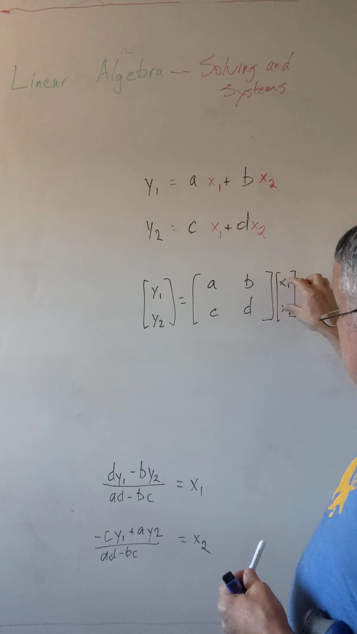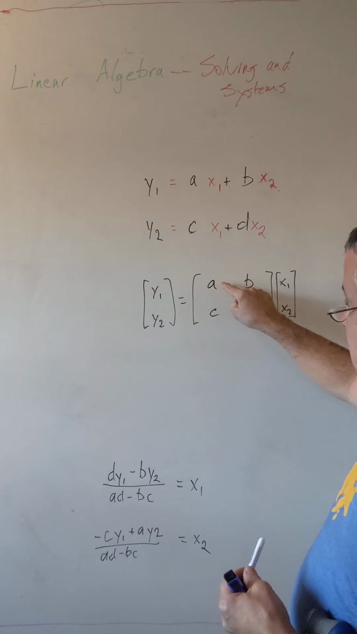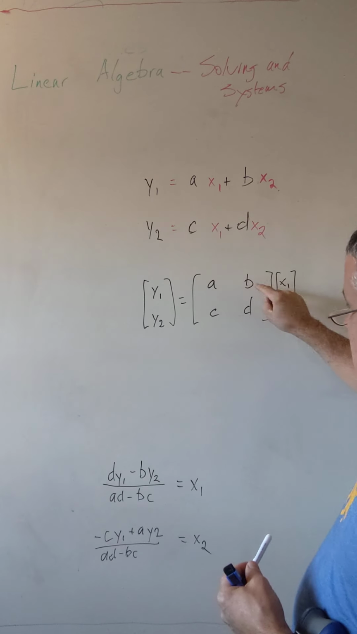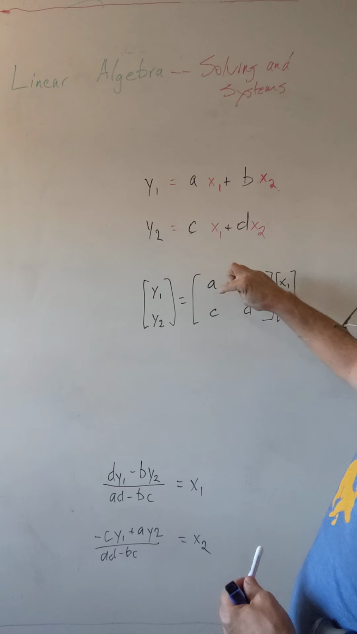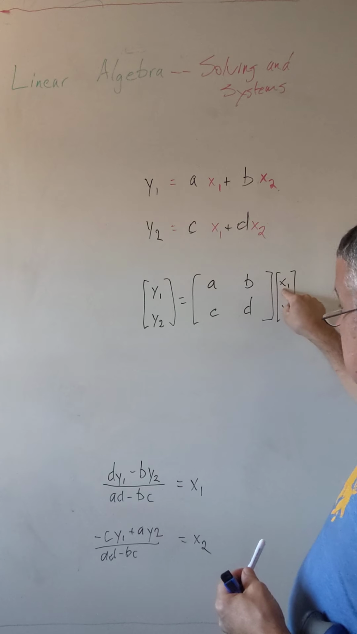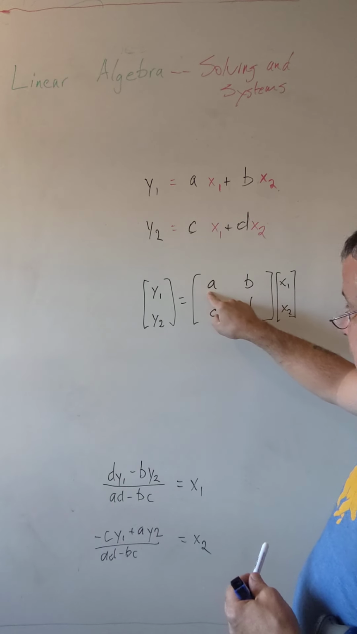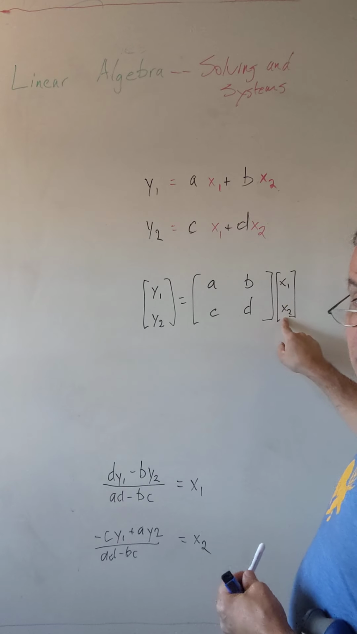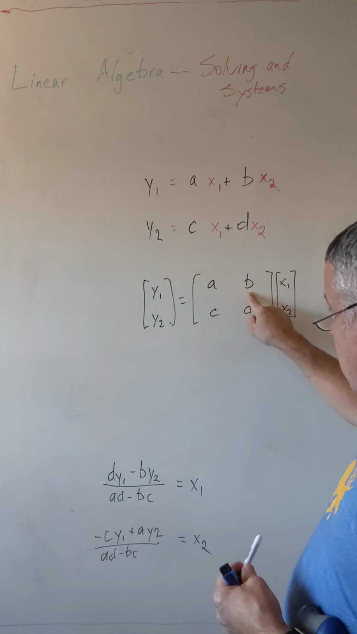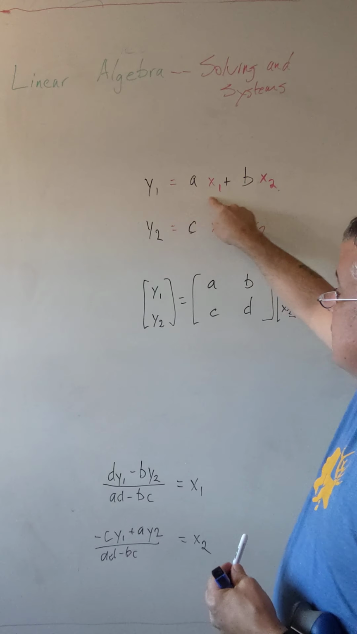So this column is multiplied by the first row, so the first column multiplies the first row, and the sum of those, just like a dot product, the first row, first column, second row, first column, second column, first row, are added together to make a sum like this.